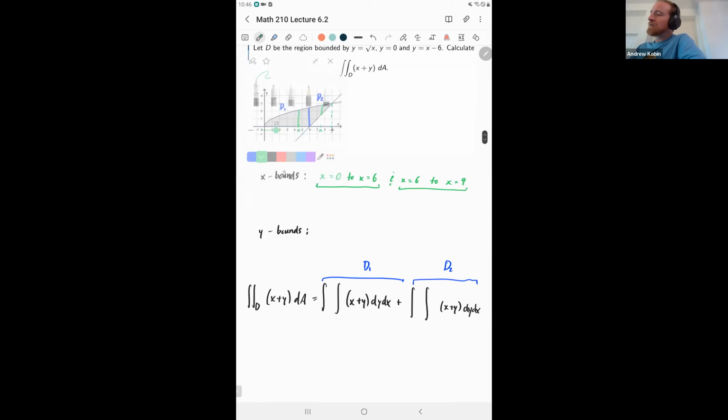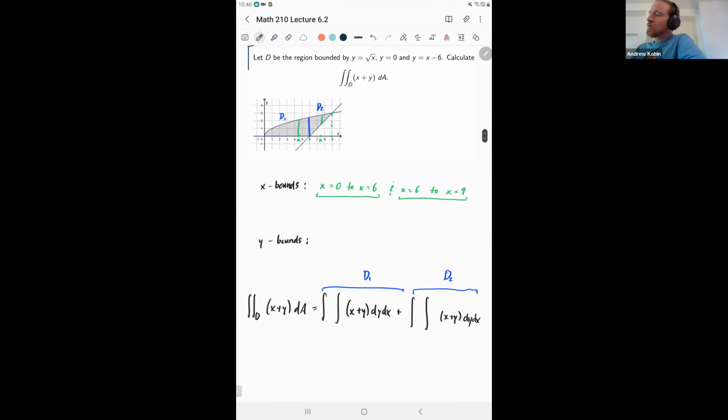So let's figure out the y bounds in each of the regions. For the region D1, that's here, when x is between 0 and 6, the lower bound for the y value is 0. It starts on the x-axis, and it ranges up to this square root function here. So the highest the y value can be is square root of x. Again, we're given a formula for that curve up here. And if you didn't know that, you'd have to be told something in the problem to understand it. So these are going to be our y bounds in the first integral for D1.